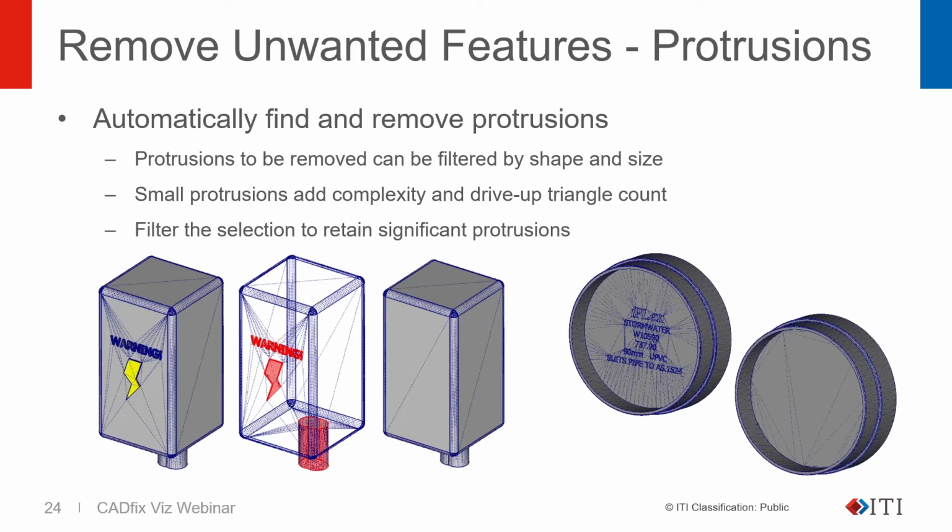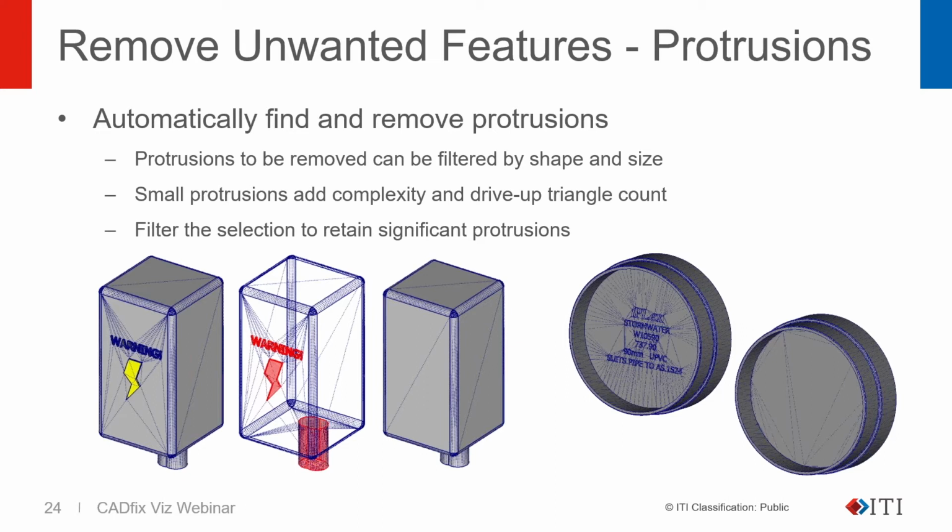Moving on to the removal of unwanted features. Firstly, the holes. We can automatically find and remove holes. Small holes add a lot of complexity. If you look at these pictures on the right, where I've isolated a couple of components, you can see the before and after of removing those holes. Where you have these small holes, you have lots of curvature, and the accumulation really builds up. So the cumulative effect of removing multiple holes is significant, and we can filter these holes based on type, shape, and size.